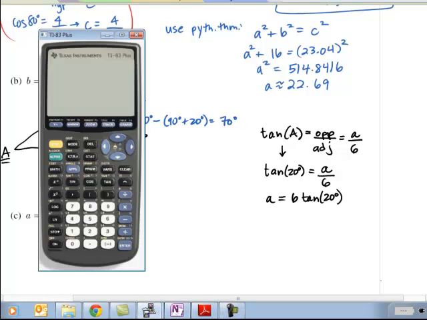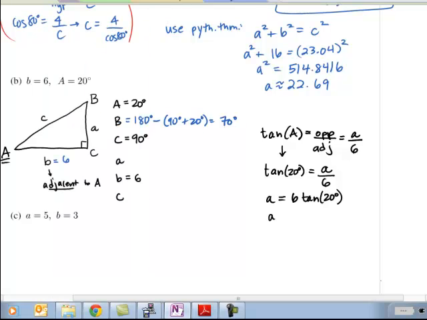Grab a calculator. 6 times the tangent of 20 degrees. 2.18 if we round to the nearest hundredth. And that's a side length.